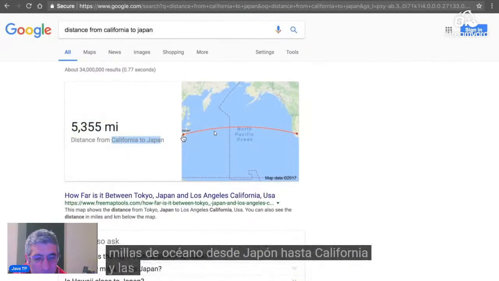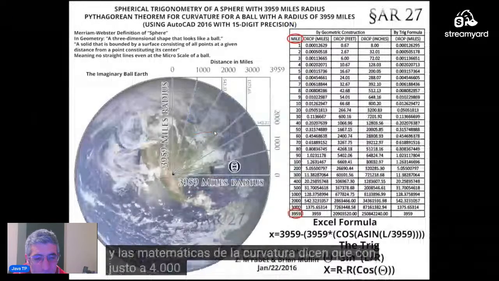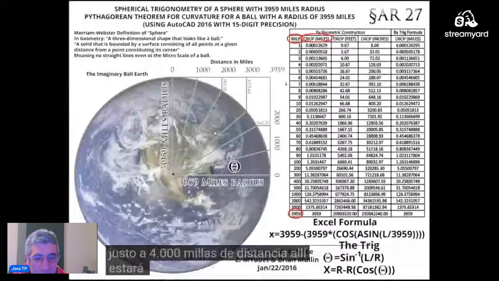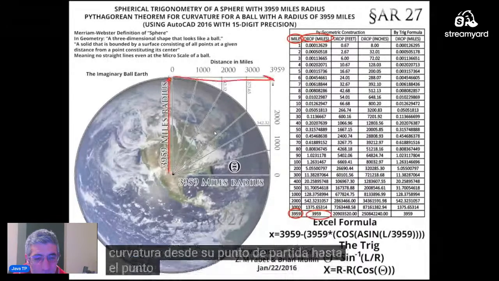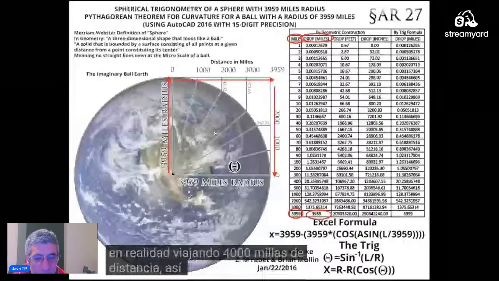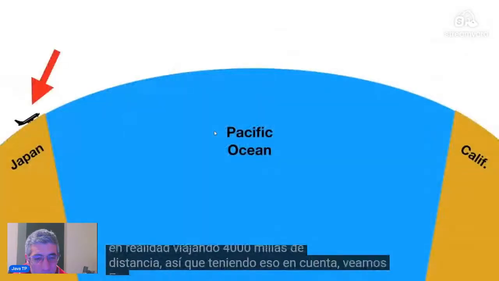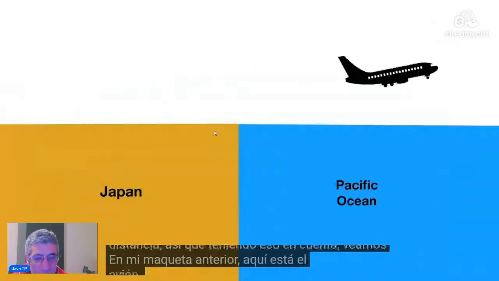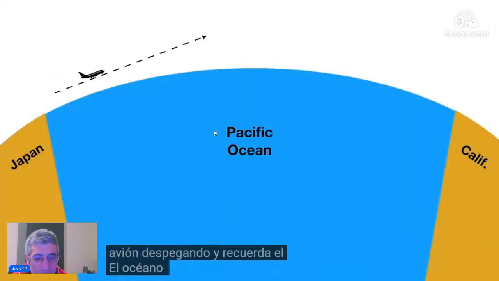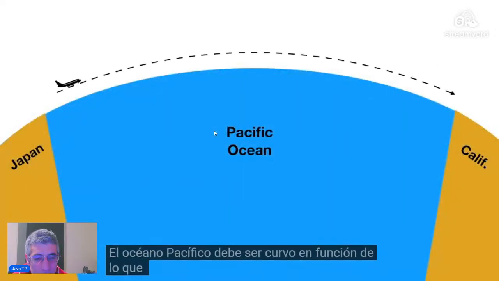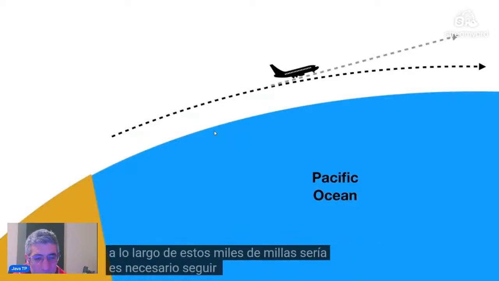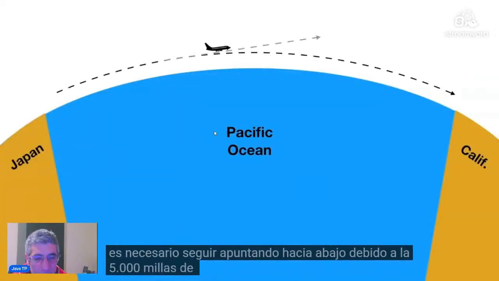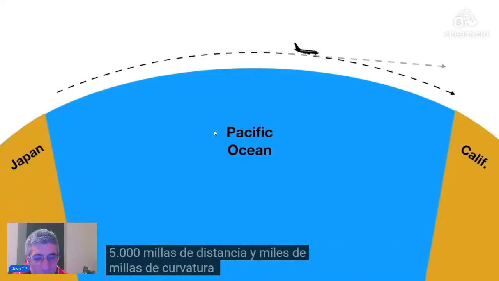And the curvature map says that with right at 4,000 miles of distance, there will be right at 4,000 miles of curvature from your starting point to the ending point, assuming that you're actually traveling 4,000 miles of distance. So with that in mind, let's look at my previous mock-up. Here's the airplane taking off. And remember, the Pacific Ocean must be curved based on what we're taught. So the airplane flying across these thousands of miles would need to keep pointing down due to the 5,000 miles of distance and thousands of miles of curvature below.